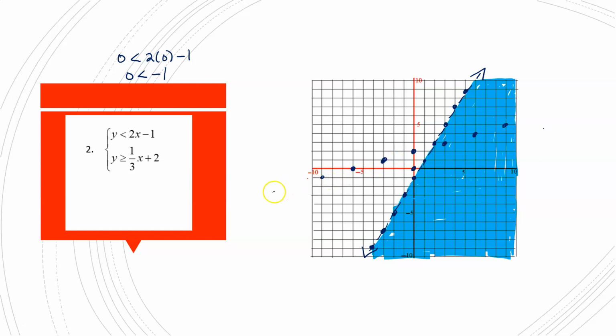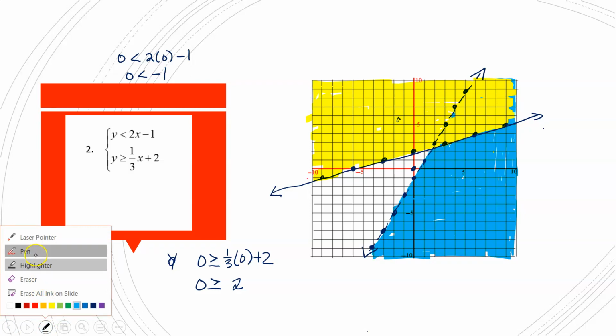This one is solid. Okay, so I can still use my 0, 0 as the test point. So I have, let's say, 0 is greater than or equal to 1/3 times 0 plus 2. So 0 is greater than or equal to 2, which it's not. So I'm going to color the side opposite of the test point. Here's the test point. We're going to color up here. So I'm going to stop while I color it in.